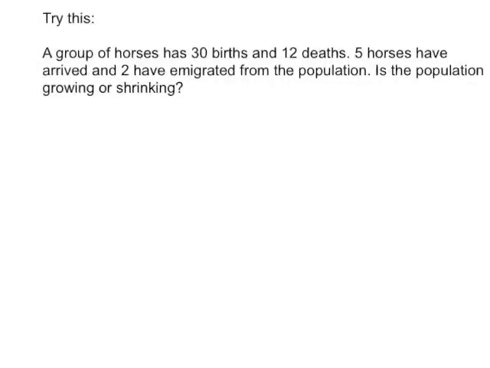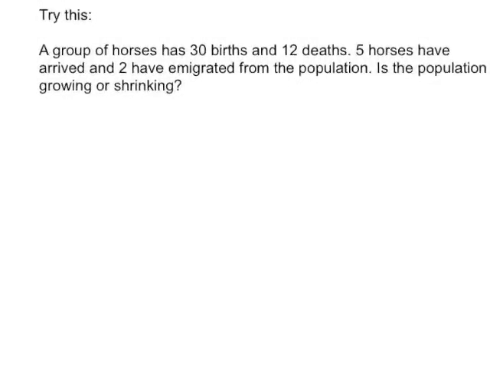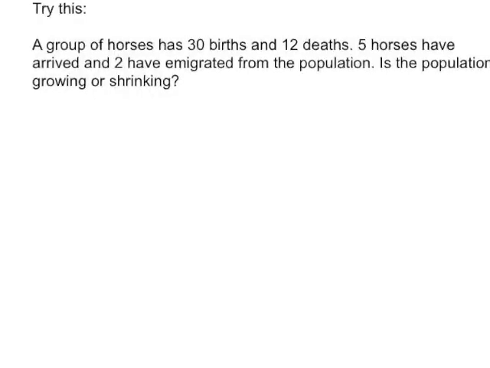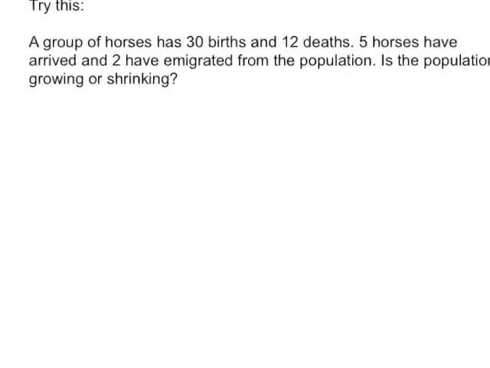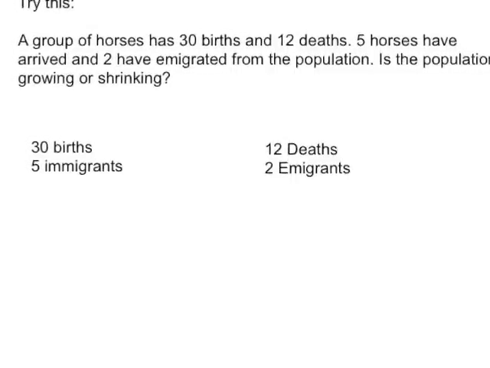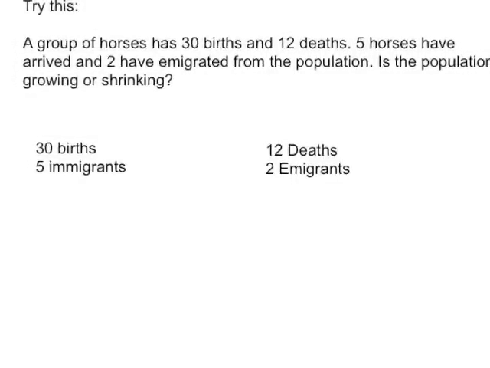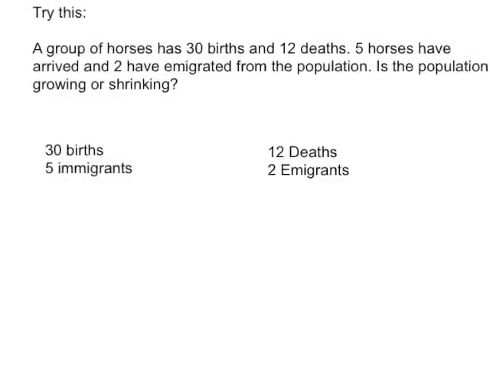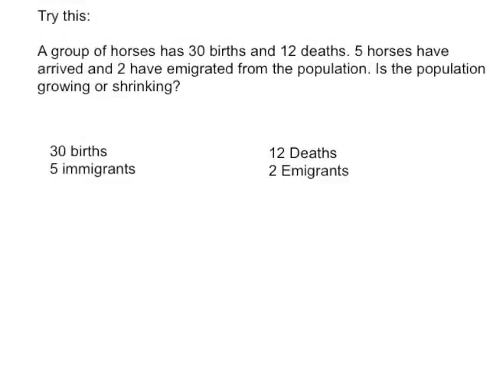A group of horses has 30 births and 12 deaths. 5 horses have arrived and 2 have emigrated from the population. Is the population growing or shrinking? If we look at the ones that have caused the population to increase, we see that there are 30 births and 5 immigrants. If we look at the ones that have caused it to decrease, there have been 12 deaths and 2 emigrants.